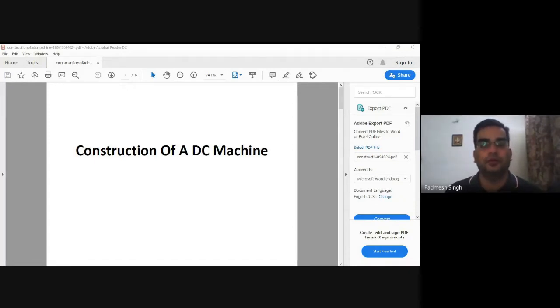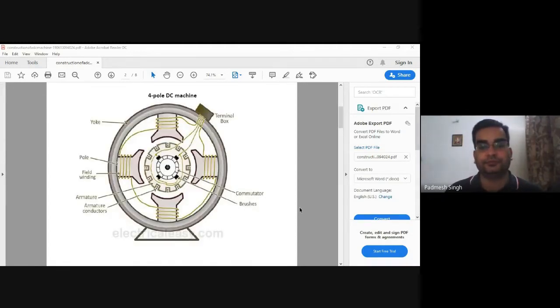Okay, now we are going to see the construction of a DC machine. In this diagram, we can see the major portions in a DC machine are the stator and rotor.